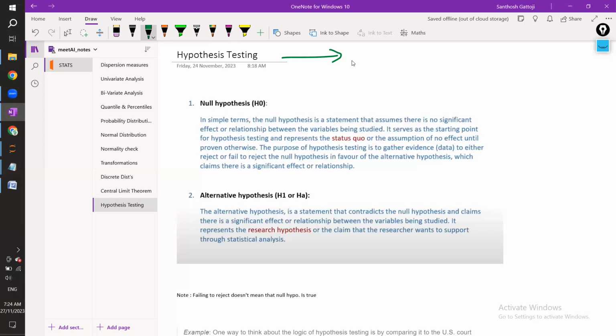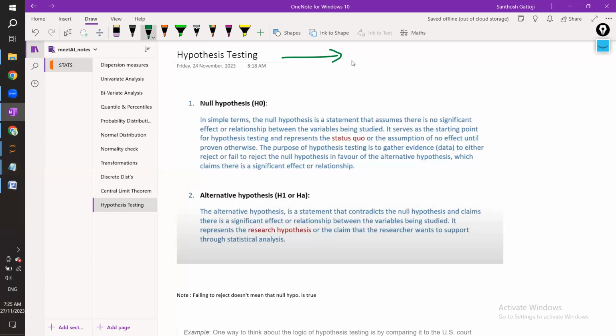Based upon that evidence, we can either accept our claim or reject our claim. Simple words. Are you getting it, guys? Any statement you make, there should be some corresponding evidence for that. Whatever statement you are making, we call that a hypothesis.